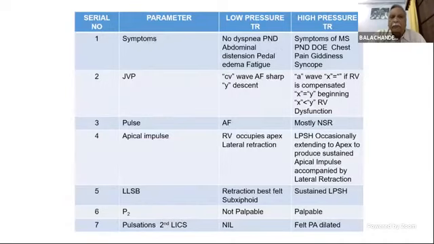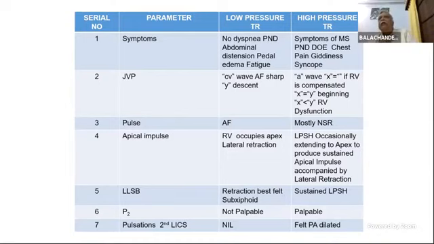Next slide. Now, these are the last two slides, and this is the tabular column, which is important in terms to differentiate low pressure TR and high pressure TR. This can also be used when a theory question comes on low pressure TR and differentiating. So first is symptoms, where there is no dyspnea, PND, abdominal distension, pedal edema, and fatigue are more important in low pressure TR, whereas in high pressure TR, you may have symptoms of MS like PND and dyspnea. And of course, you can have some giddiness and syncope.